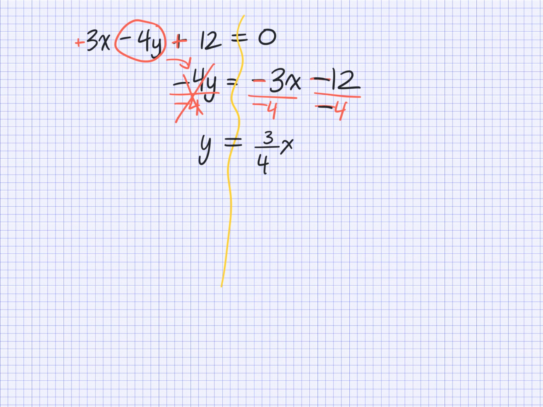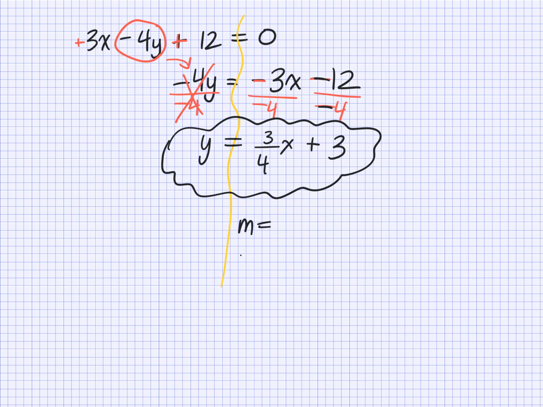Negative and a negative becomes, what's 12 divided by 4? Raise your hand if you got this as your equation. So what's m and what's b? Yep, m is 3 over 4. So now I know my rise, and I know my run. And what's b? 3. So, can you graph this?